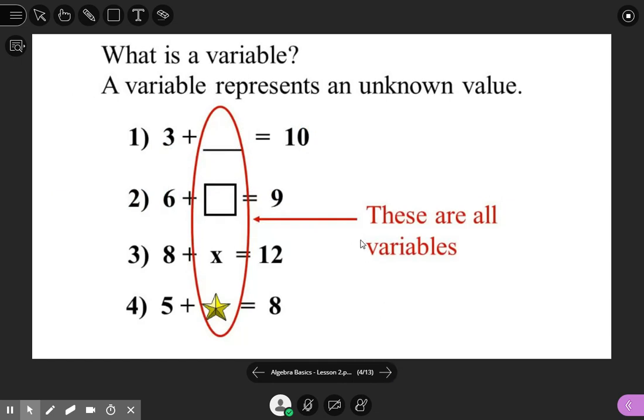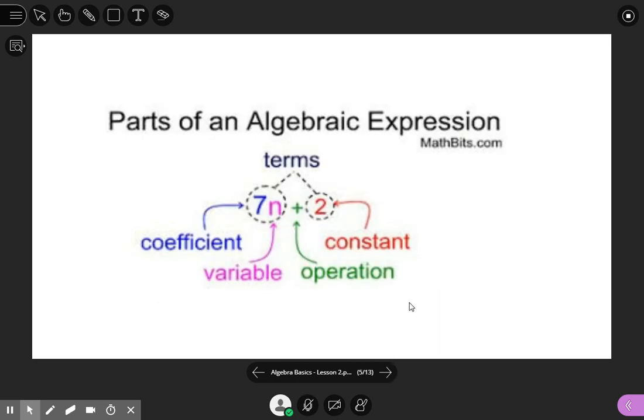Here are some examples of things maybe you've seen before in previous classes. Honestly, this dates back to maybe elementary school, like this box, an empty spot, right? You maybe have seen that. That's not a whole lot different than using a letter. It is a variable. It's like an empty spot. It represents an unknown quantity. All right, let's keep going.